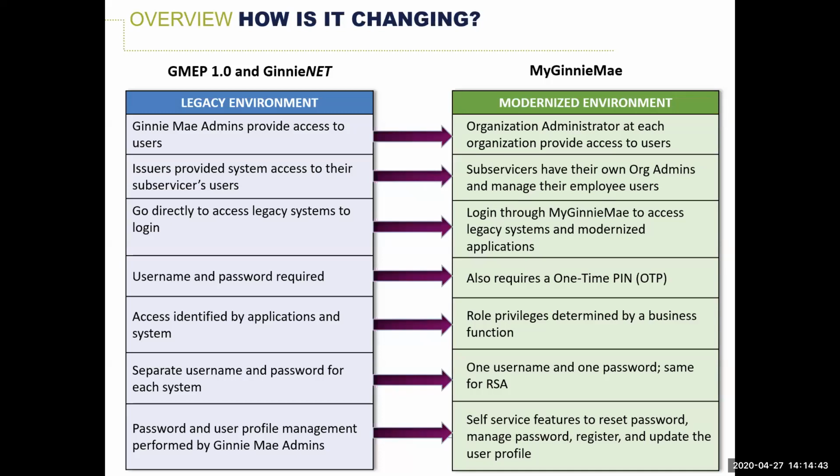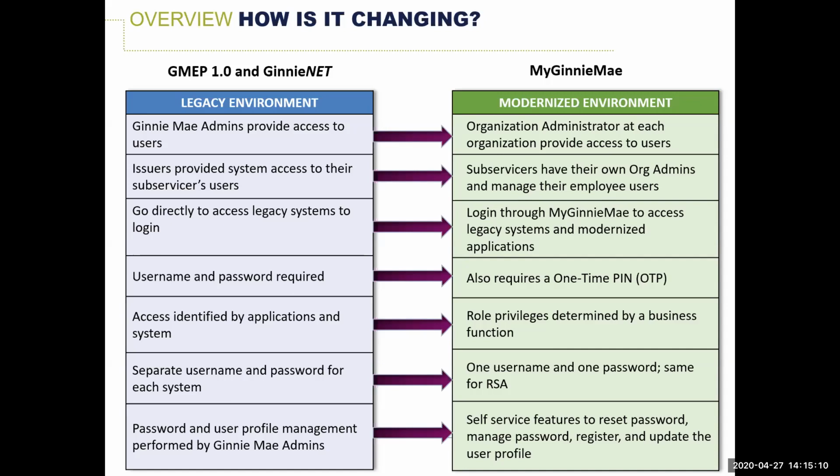In the legacy systems, there was a separate username and password for each system. In our modernized environment, there's just one username and one password. If you happen to be an RSA token holder, when you go to use that RSA token and it asks for your username, it's the same username you use to log into the portal, which is your email address. So it really is just one username for everything you need to do in the system.